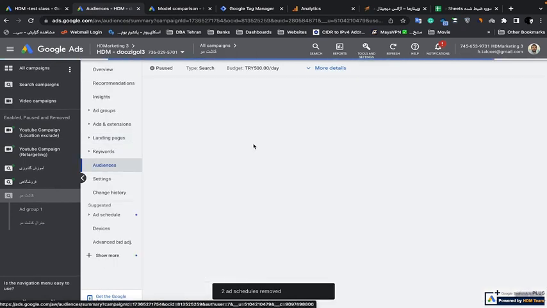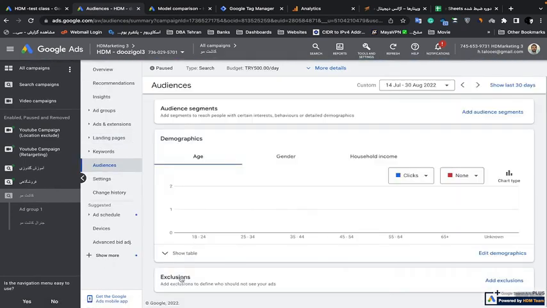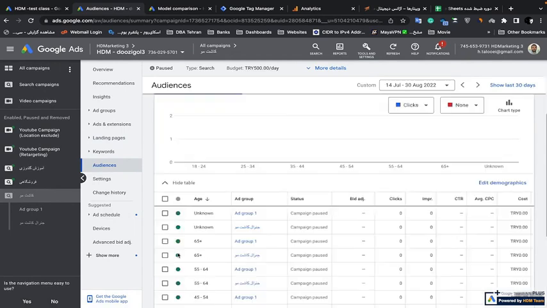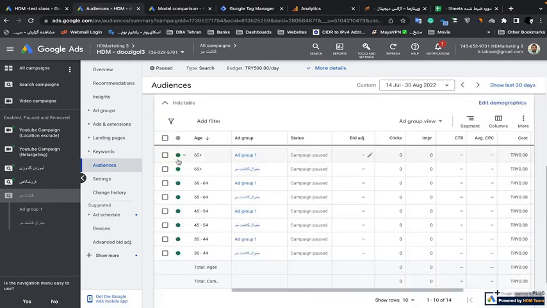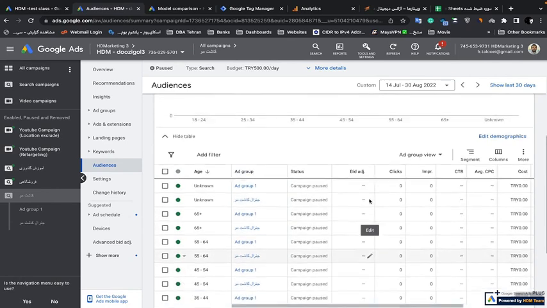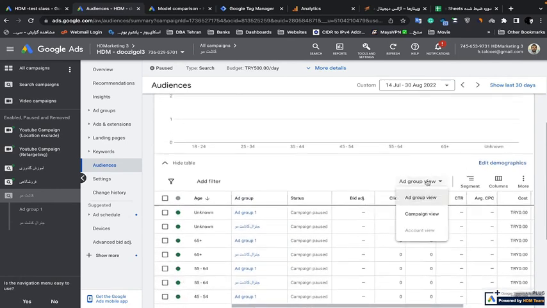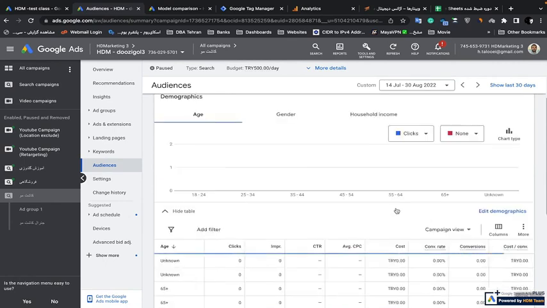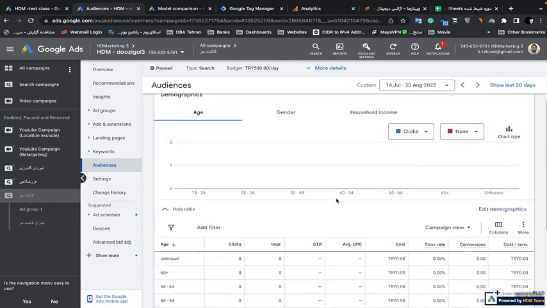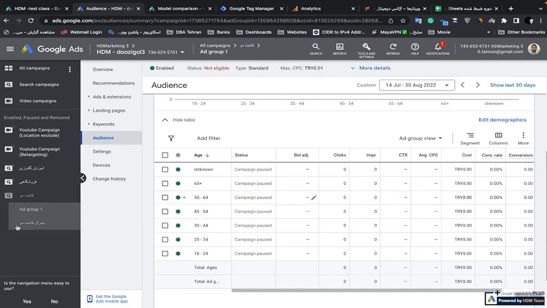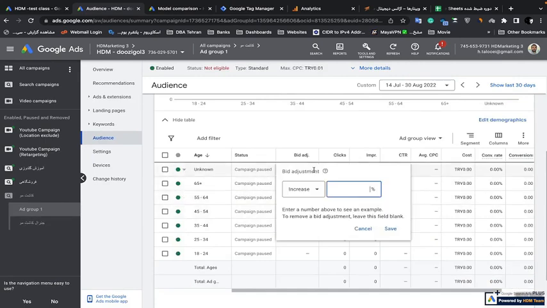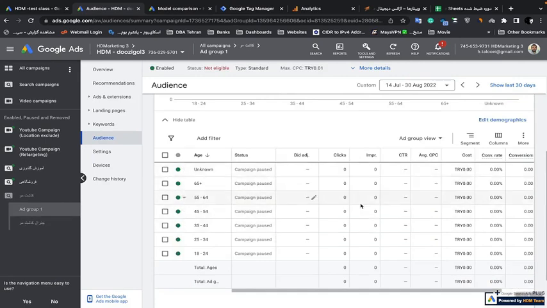When I come into the audiences and click on show table, you see it has already given you a default series that can be assigned to your bid, right? And the next point, guys, is that when we see this topic at the ad group level, I can define the bid adjustment here.